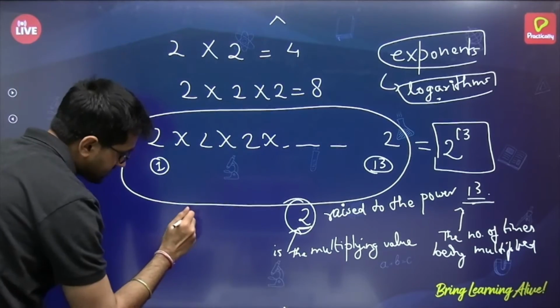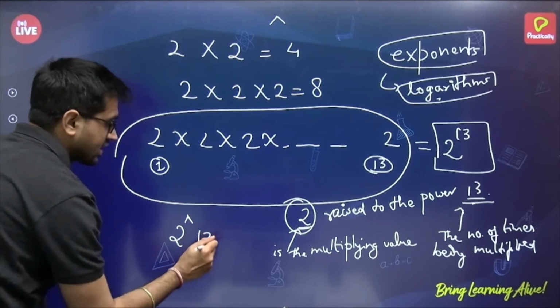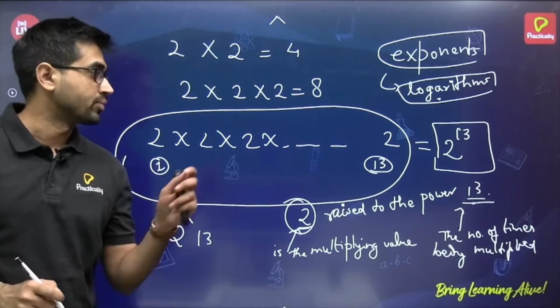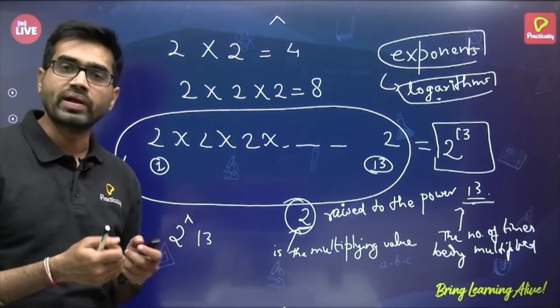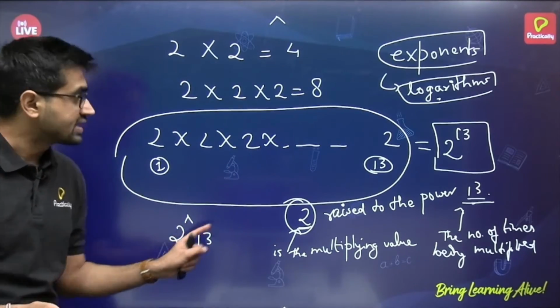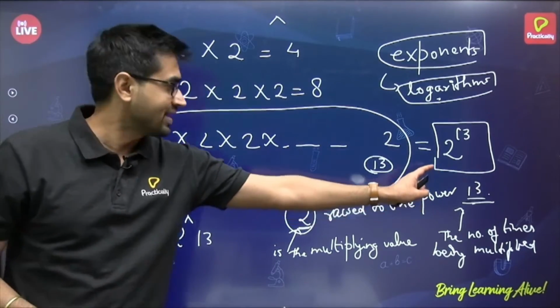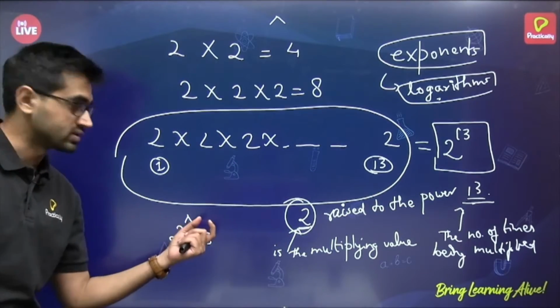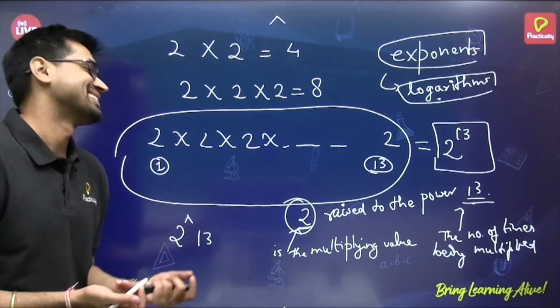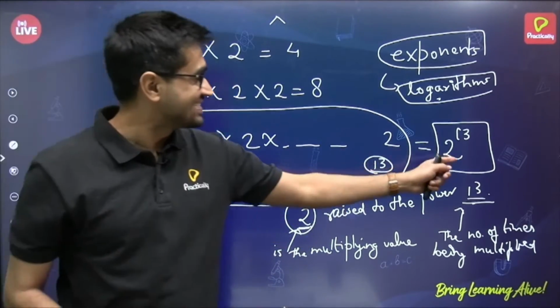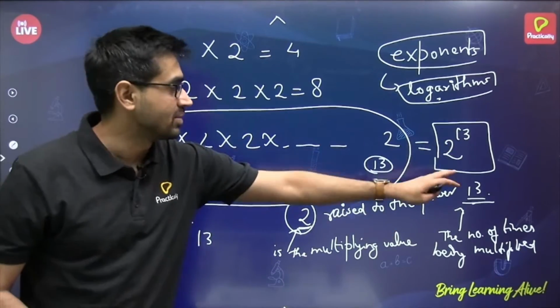Now this button is what is used while you are doing this in a computer system or in any mobile system. You write like this, it means the same thing. Okay, simple. So this is 2 to the power 13, raised to the power 13. Let's say that. And this is 2 to the power 13 written in the simple format.